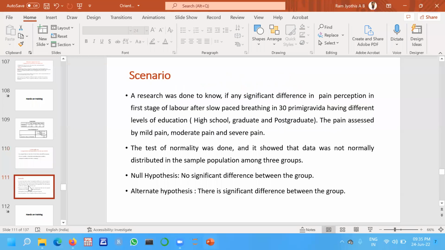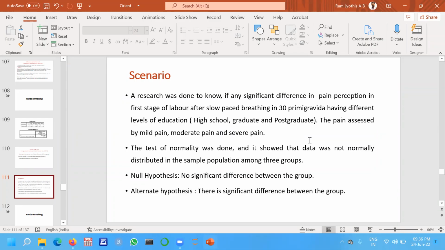So now let me show the scenario here. The scenario is a very interesting one. A research was done to know if any significant difference in pain perception in first stage of labor after slow-paced breathing in 30 primigravida having different levels of education: high school, graduate, postgraduate. The pain is assessed as mild, moderate, and severe. So it's a categorical variable. So there are two categorical variables: levels of education and pain.